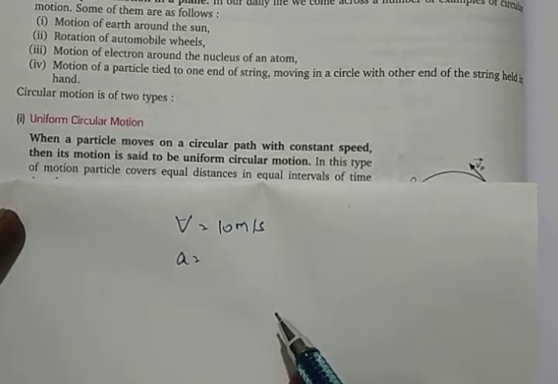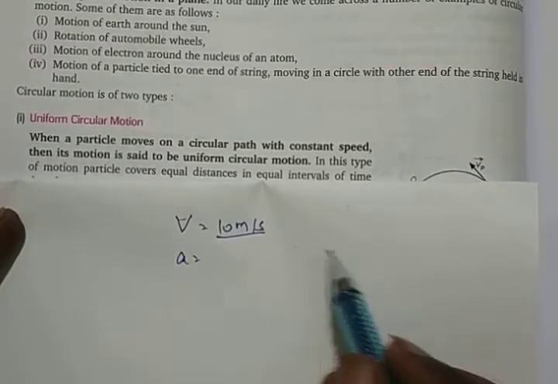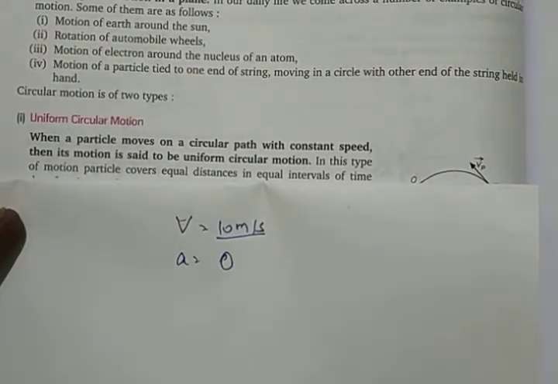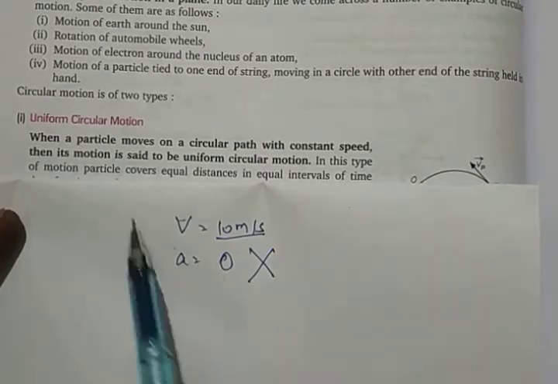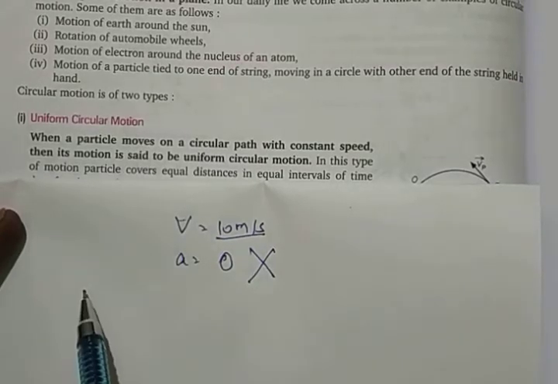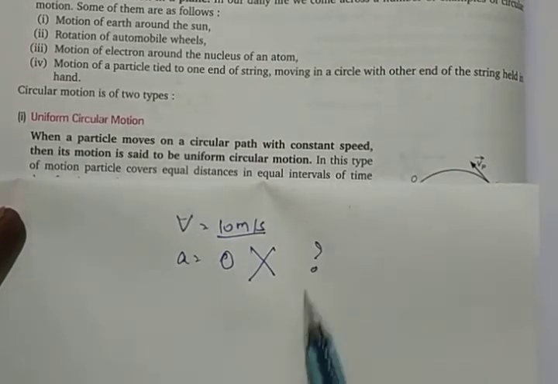What do we know about it? When the velocity is the same throughout the journey, then acceleration is 0. But remember, acceleration is not 0 in a uniform circular motion. Now the question comes: how?